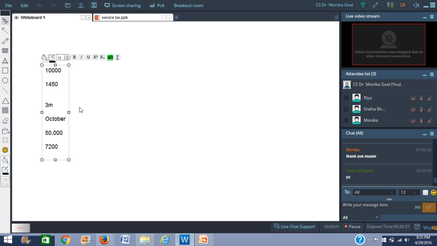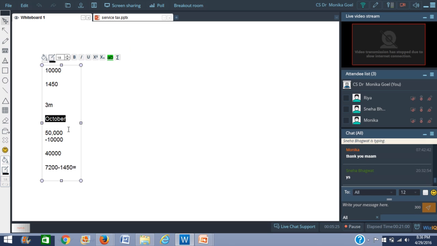Now, in this month, you will not deposit 7,200 rupees with the government. You will reverse this 10,000 rupees here. So your net services would be 40,000 rupees. And from this 7,200 rupees, you will reduce 1,450, and the balance amount you will deposit with the government in the month of October. So you're getting my point.